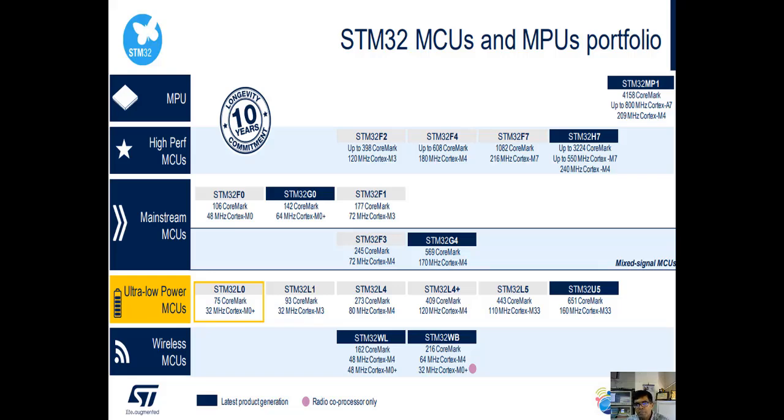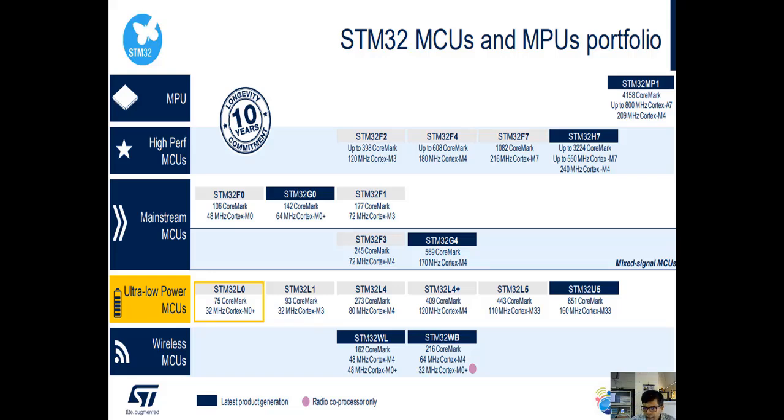So similarly, we have mainstream MCUs. If you are looking for mainstream embedded applications, there are the series F0, G0, F1, G4, F3. All these series of microcontrollers are available from ST Microelectronics, and generally operate between 48 megahertz to around 170 megahertz. And we have M0, M3 and M4 controllers available in the mainstream.